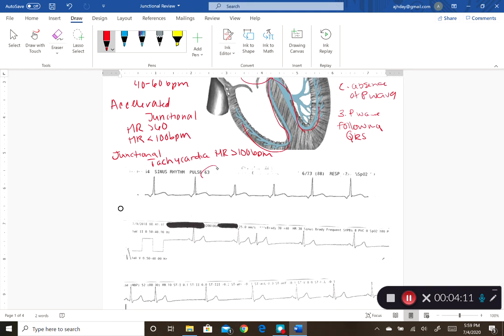This is a monitor printout, so I do have a pulse already there for me calculated. So it's 63 beats per minute. These QRSs here are as tall as the other ones. It just had some tape over it, so we couldn't really see it. So first thing I want to look at is, is it regular or irregular? Well, it is regular, so we'll make a note of that.